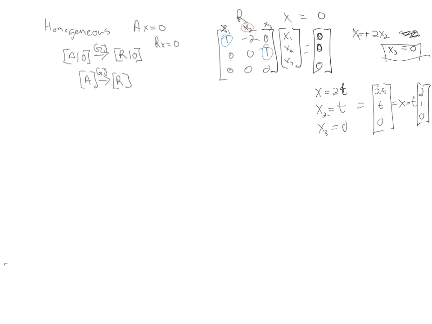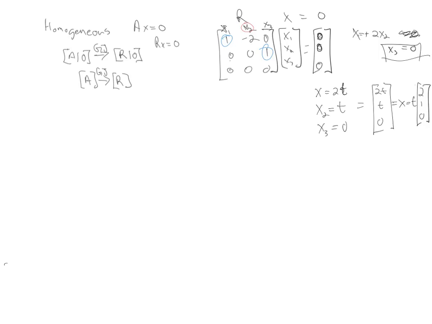Okay, so that would be our general solution to Ax equals 0. That's all possible answers for Ax equals 0. This doesn't have a trivial solution. It's not just the 0 vector. That is the parametric solution, or general solution, to Ax equals 0.